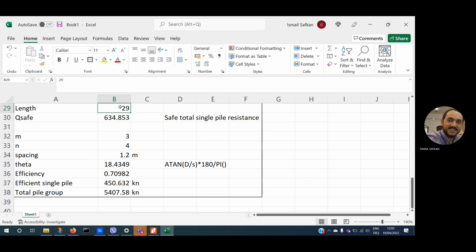So now I go backwards. Let's say 27 meters with those efficiency values are okay. How do I understand that this design is economic or not?